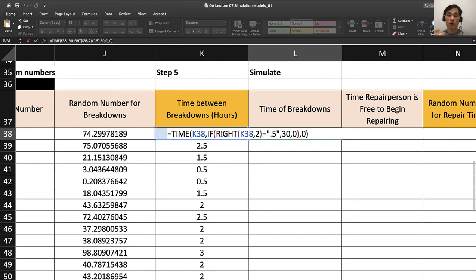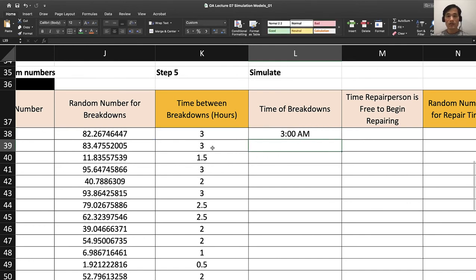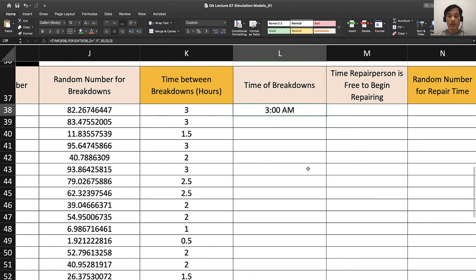And if it is .5, then you are going to put 30 into minutes, otherwise 0. And for the second, we are not dealing with the second, so I'm just putting 0 over there. So now it's 3:00 because there's no .5 there. If there was .5, it would have been 3:30 like that. So if you have done that, now it's the time of breakdowns.